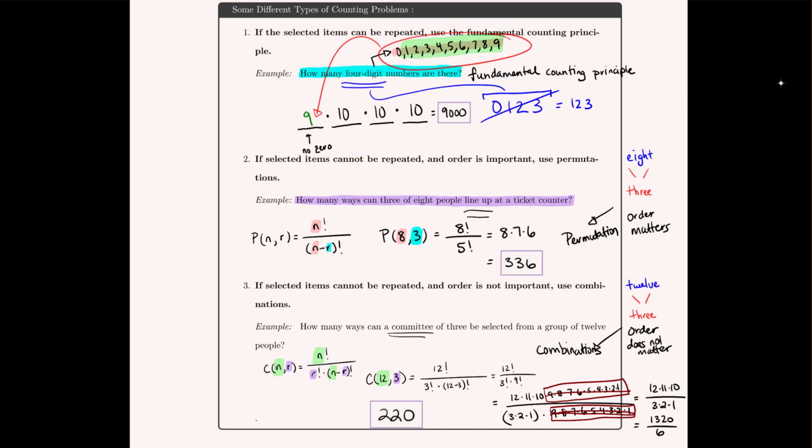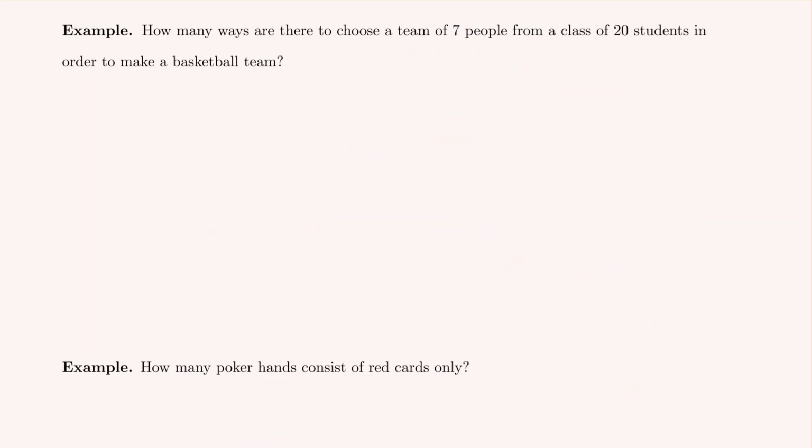If instead we're going from a bigger group to a smaller group and order matters, we use the permutation formula. Contrasted with if we're going from a bigger group to a smaller group but order does not matter, then we use the combination formula. Let's continue working with these formulas. It says, how many ways are there to choose a team of 7 from a class of 20 students in order to make a basketball team?